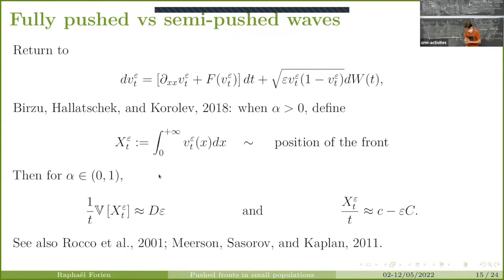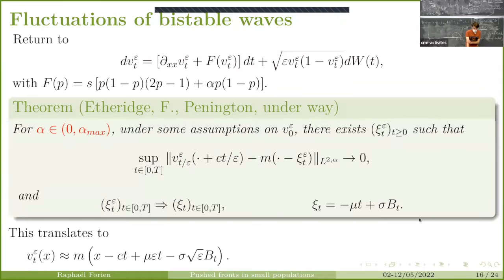Then you expect, from their calculations, they show that 1 over t times the variance of this position should be proportional to epsilon, and there's an explicit constant d here, which already appeared in a physics paper, which I'm giving here. And there's also a correction to the wave speed that is proportional to epsilon. And this is what we're currently proving, and we have a proof that works for a certain range of alpha. I'm going to stay vague about it, but alpha max is somewhere near 0.8 something currently. We're hoping to get to 1.